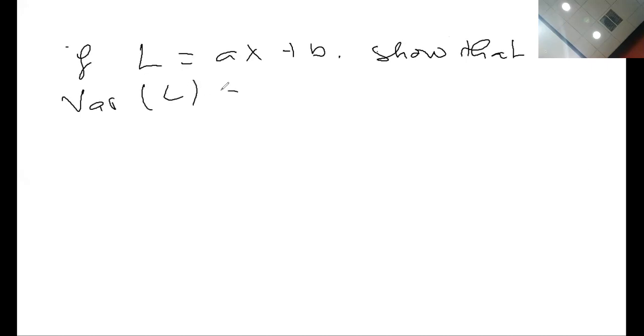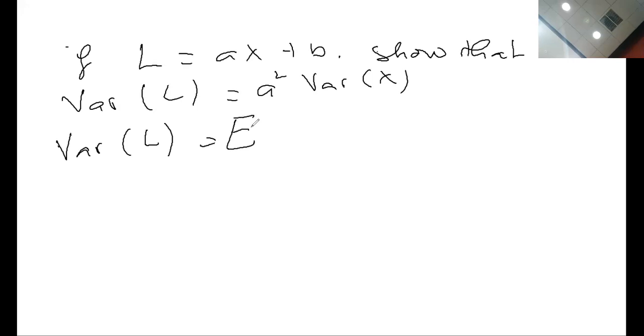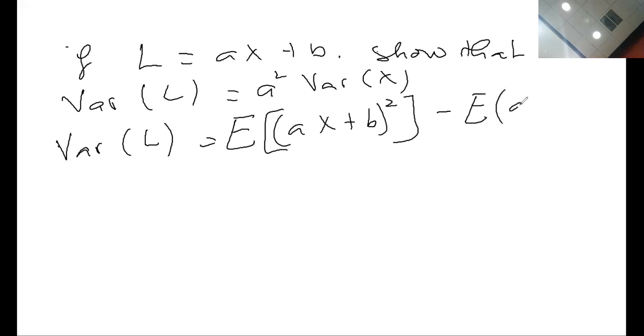If L is equal to ax plus b, show that variance of L is a squared variance of x. And we will see that the variance of L will be E of (ax plus b) squared minus E of ax plus b.